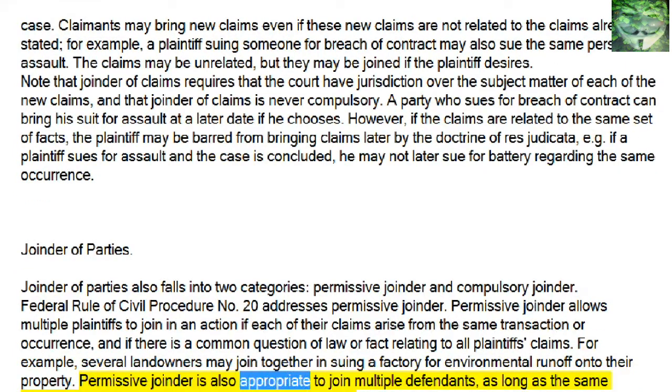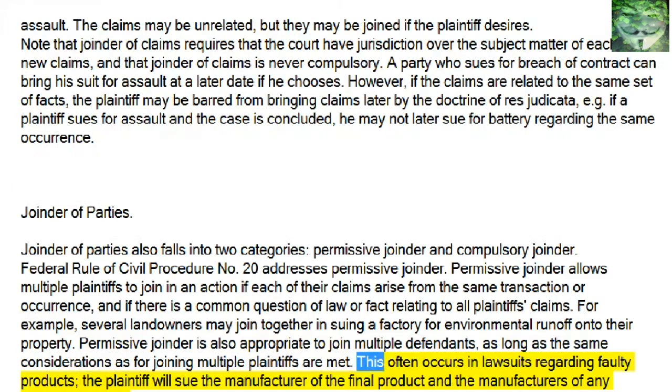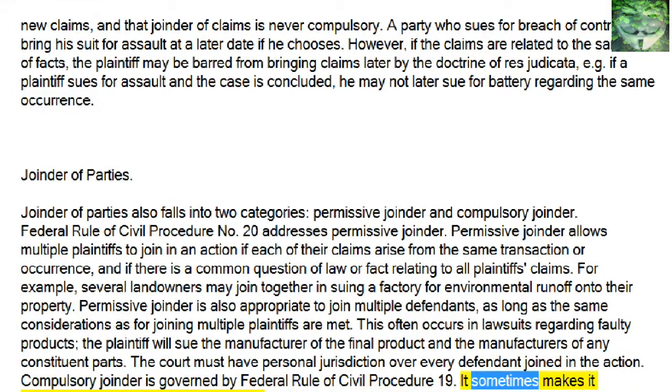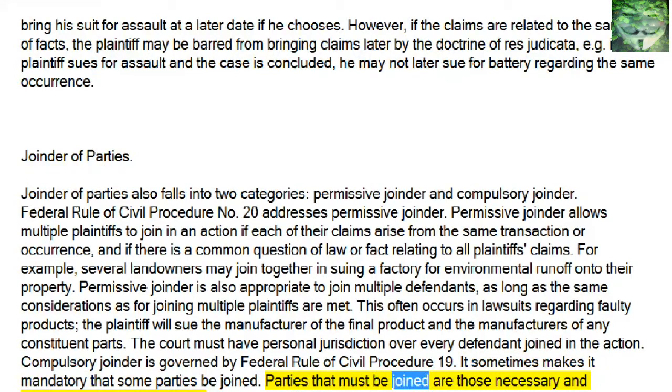Permissive joinder is also appropriate to join multiple defendants, as long as the same considerations as for joining multiple plaintiffs are met. This often occurs in lawsuits regarding faulty products. The plaintiff will sue the manufacturer of the final product and the manufacturers of any constituent parts. The court must have personal jurisdiction over every defendant joined in the action. Compulsory joinder is governed by Federal Rule of Civil Procedure 19. It sometimes makes it mandatory that some parties be joined. Parties that must be joined are those necessary and indispensable to the litigation.